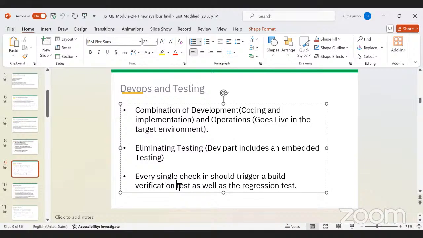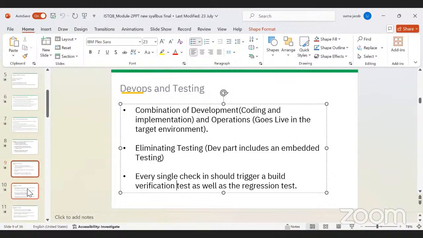the automated regression test will run, and we will get an instant feedback that there are some issues in the code, or if all the automated regression tests and build verification tests are passed, that means the code is okay. So this can be the early feedback, and early integration and continuous delivery can be achieved using DevOps.